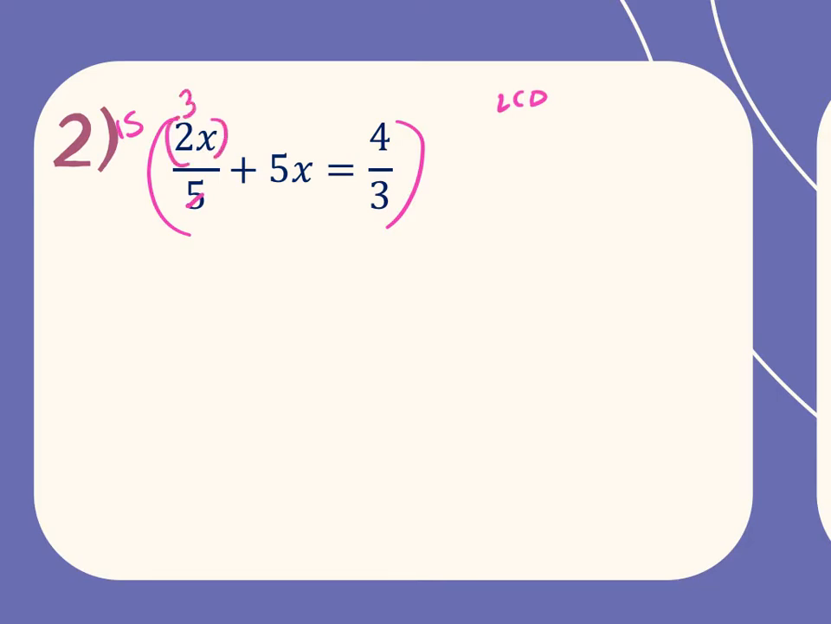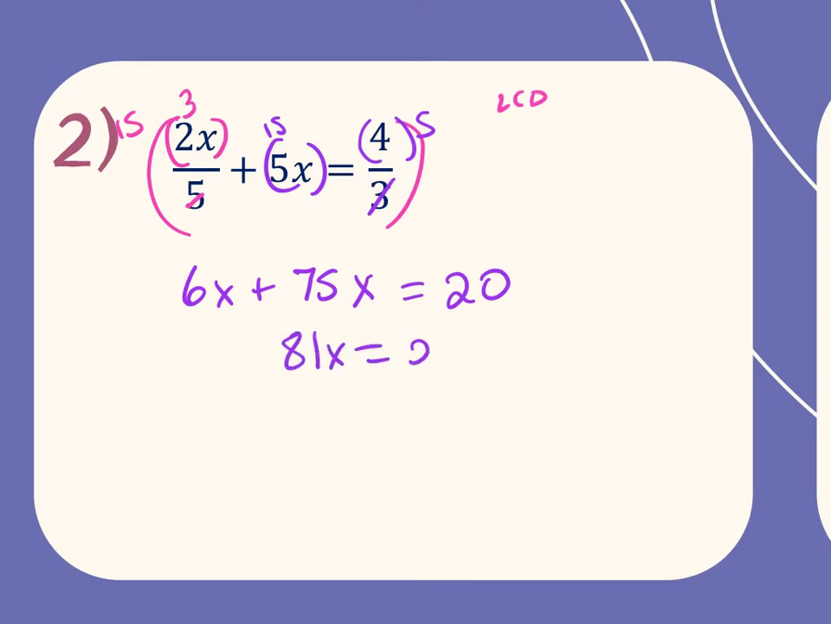I'd get 3 times 2x. 5 and 5x times 15, you're just going to multiply. And then 3 goes into 15 5 times, so you're going to get 5 times 4. I'd get 6x plus 15 times 5, which is 75x equals 20. I get 81x equals 20. Divide both sides by 81. And x equals 20 over 81.